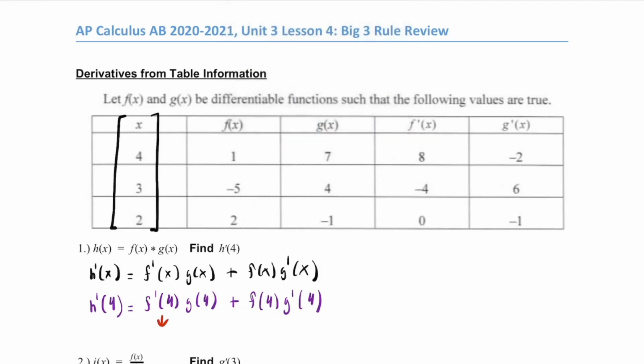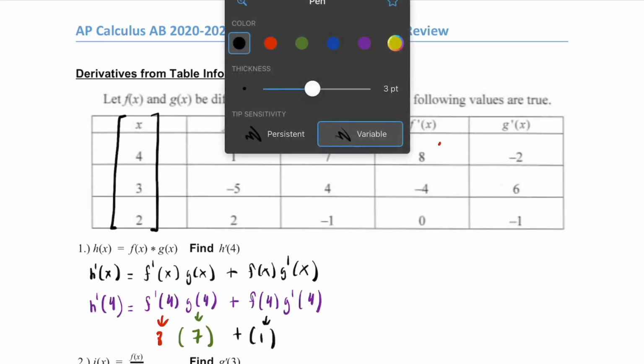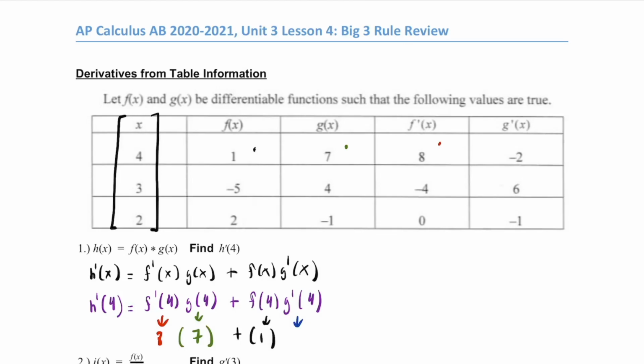F prime of 4 is 8, times g of 4, which is 7, so 8 times 7, plus f of 4, we know f of 4 is 1, times g prime of 4, which is negative 2. Again, if you're on a free response question, you are totally done.